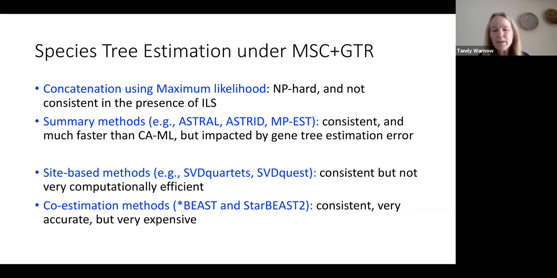Then there are co-estimation methods like StarBeast and StarBeast2 that co-estimate the gene trees and the species tree together, even more computationally intensive. So of these four types of methods, only the top two are used on large data sets, and they're dominant in practice.